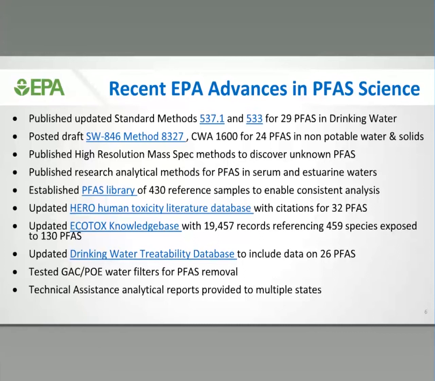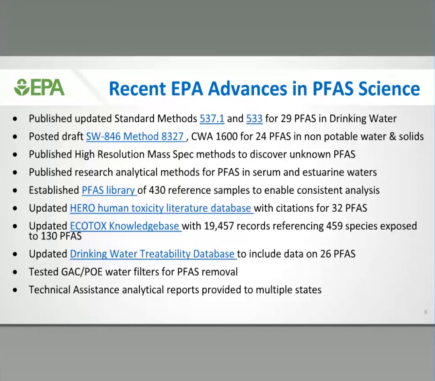On the ecotoxicity side, EPA maintains an ECOTOX knowledge base. This is a database with curated information about peer-reviewed literature on ecotoxicity. Currently there are about 19,000 different entries in that data set, referencing 459 different species and exposures to up to 130 PFAS. We add to this continuously. Every quarter there's an update with the new literature that we've been able to find and add to it.